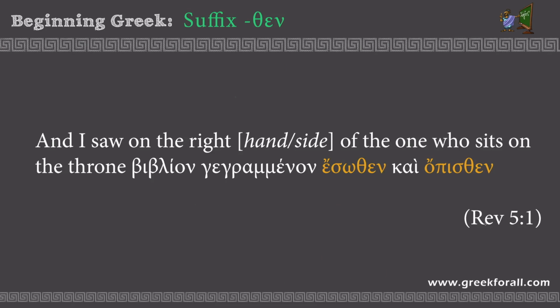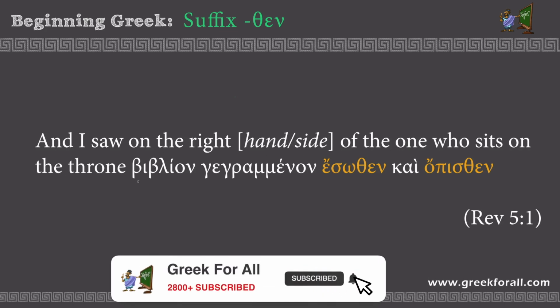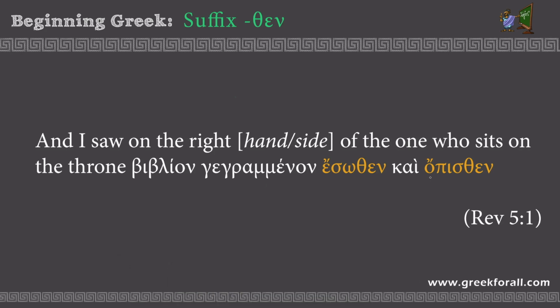A good example from the book of Revelation, chapter 5. And I saw on the right hand, or on the right side, of the one who sits on the throne, biblion gegramenon esoten kai opisten. So I saw biblion, which means a book. So I saw a book, gegramenon, written, esoten kai opisten. Esoten means from within, from inside, and opisten is the opposite in this context.